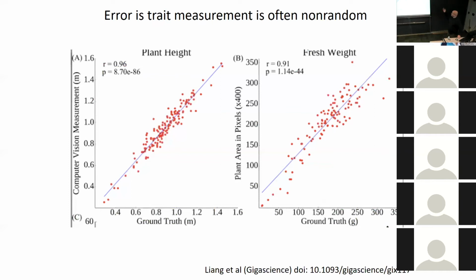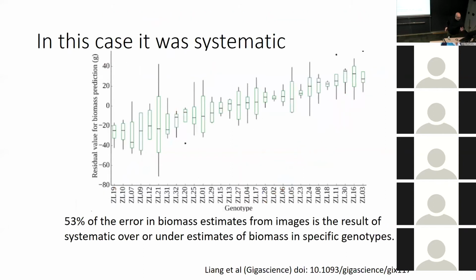This question that my student Jakai thought to ask, though, is: the error that's left here, is it random? If it's random error, we'll just throw more plants at it. We'll get really good, accurate estimates. Or is it systematic? And what he found was that it was systematic. So there were certain genotypes that were systematically having their biomass underpredicted, and others that were systematically having their biomass overpredicted. So about half of that variation is heritable. It's controlled by genetics. So there are differences in the architecture of the plant that are producing systematic errors in our measurements.